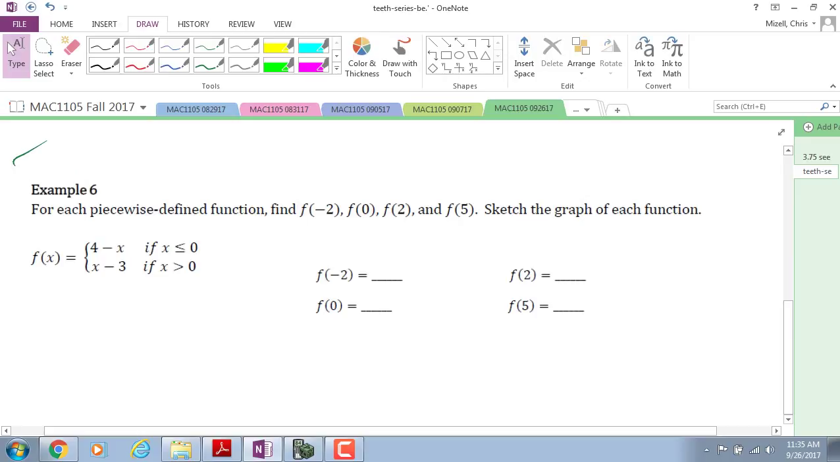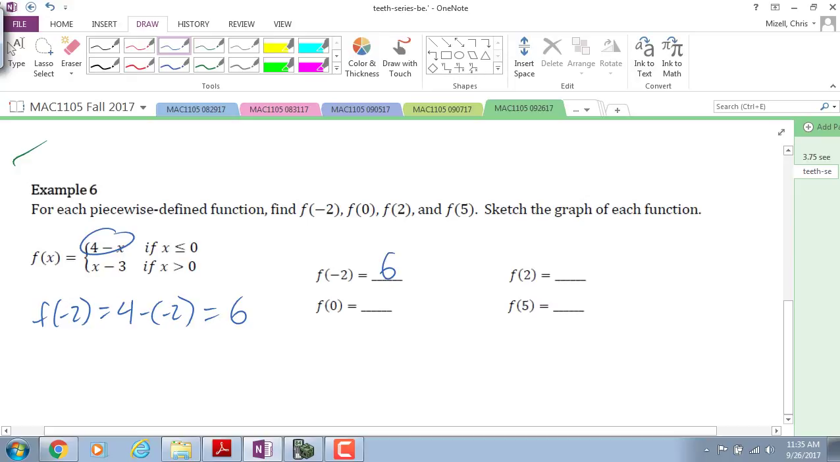In each case, the first question we ask ourselves, if we want to find f of -2, where is -2? Is -2 less than or equal to 0, or is -2 greater than 0? -2 is less than or equal to 0. So we use the top expression. f of -2 equals 4 minus -2, and that's 6.